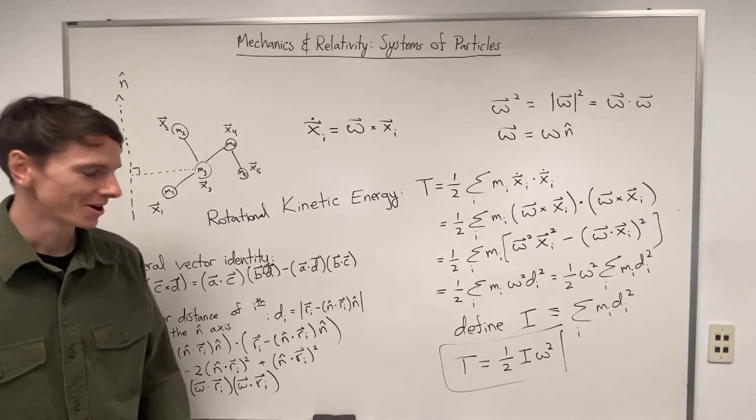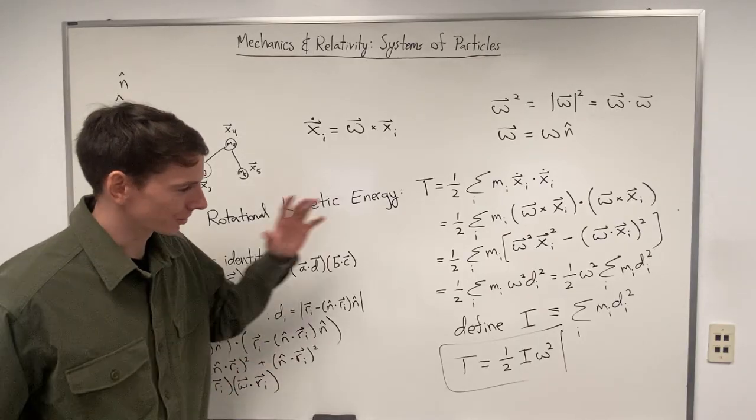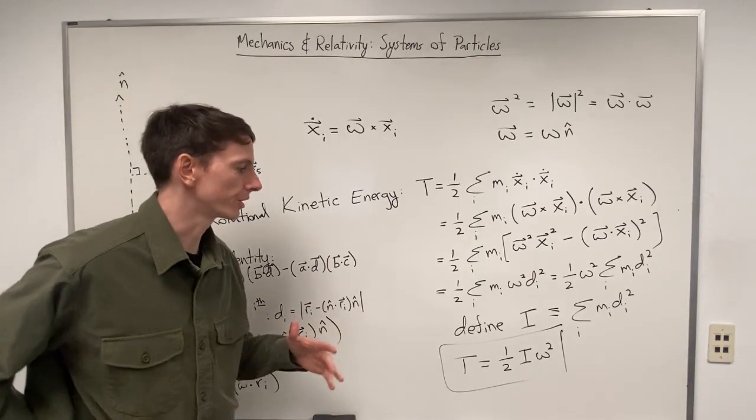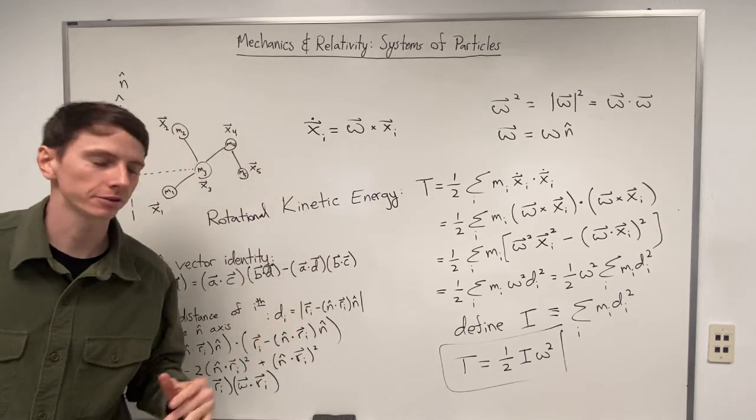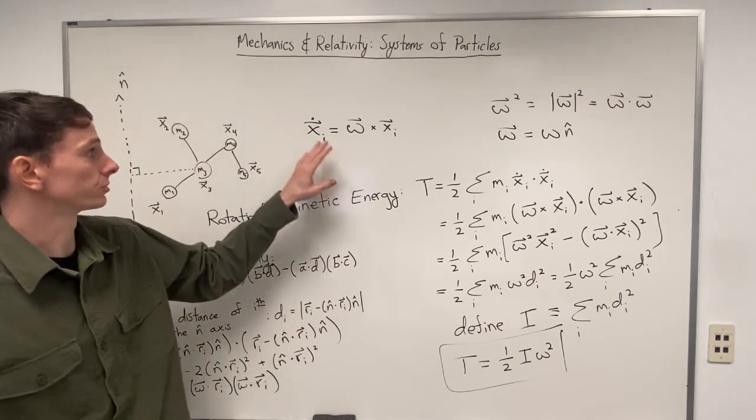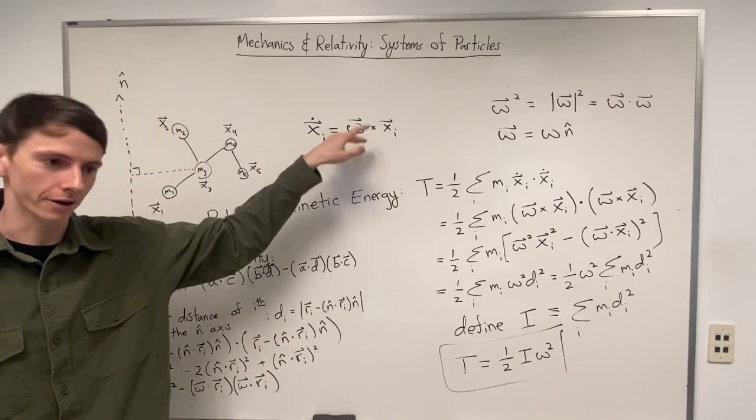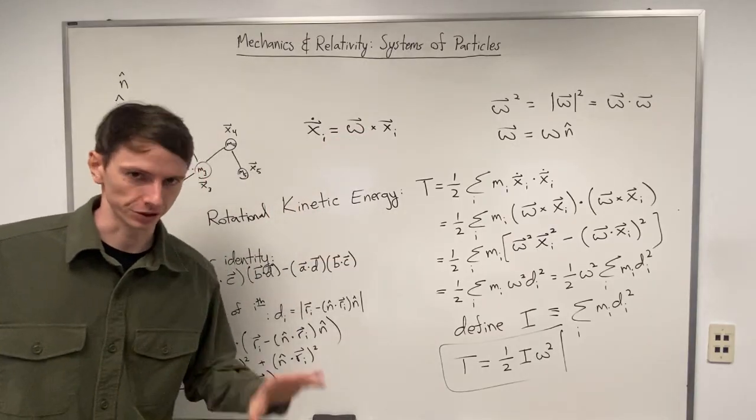Okay. What we're going to do next is we're going to erase the board. We're going to look at how we can also define the total angular momentum of the system, well, in terms of the omega vector. And that will kind of be the stopping point, at least for this video.